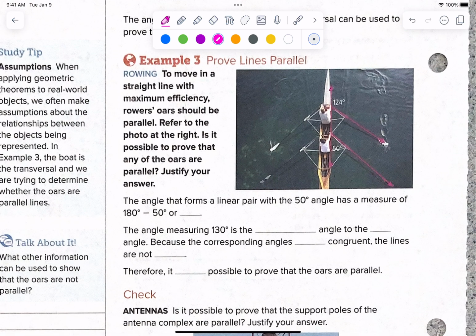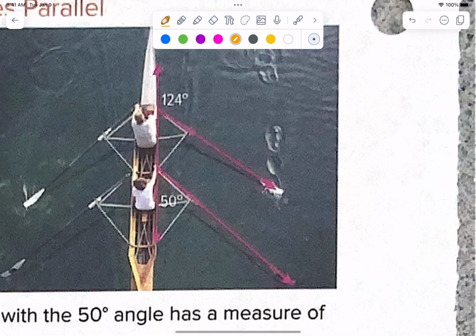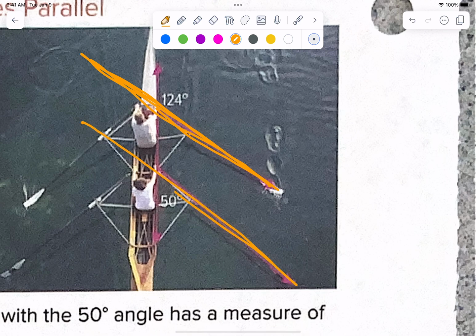Proving lines parallel. To move in a straight line with maximum efficiency, rower oars should be parallel. Refer to the photo at the right. Is it possible to prove that any of the oars are parallel? Justify your answer. All right, so they have this line going right here, and they stop it here, but I'm going to make it go all the way through. Okay, can you see my orange? And then I've got this line. I'm going to make it go all the way through. We're trying to prove that those two lines are parallel, or see if they are.